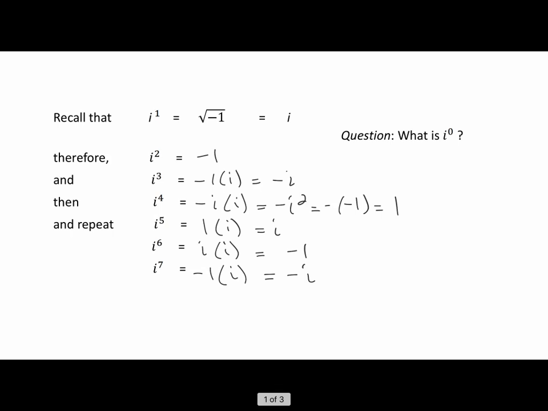We went from i to negative 1 to negative i to 1, back to i, negative 1, negative i, and it would be back to 1, and then i, negative 1, negative i, back to 1. So this pattern repeats every 4 times, right? There's a pattern of 4. And i to the 0th power, well, anything to the 0th power is 1, so that will also be part of this pattern as well.